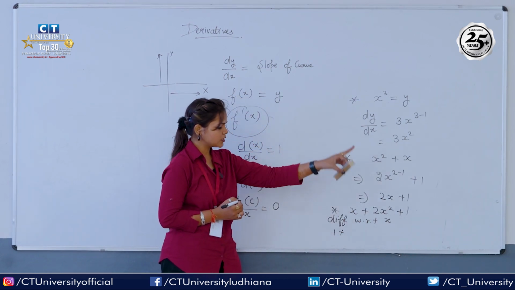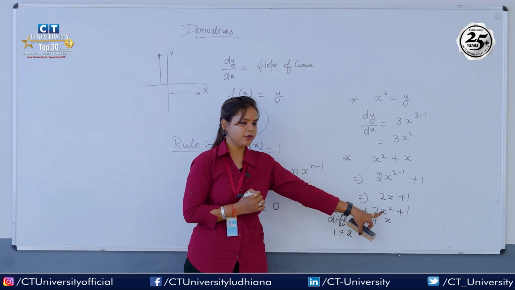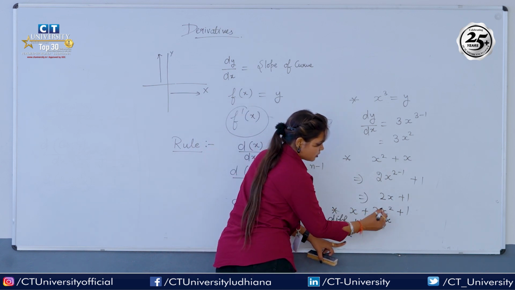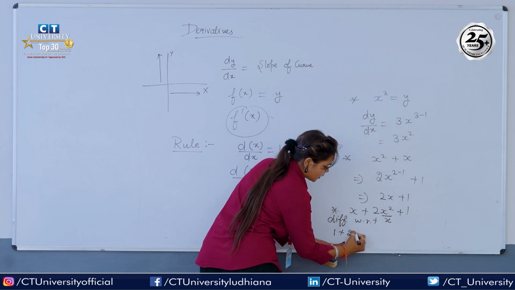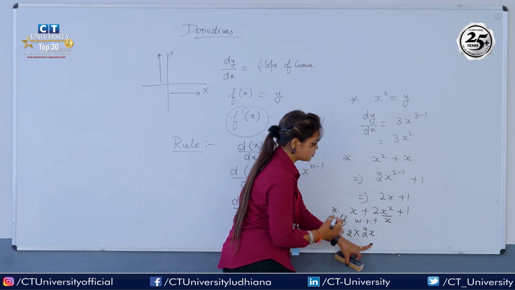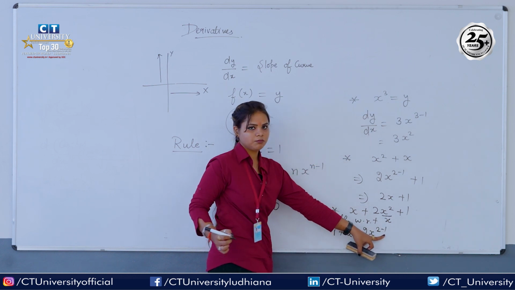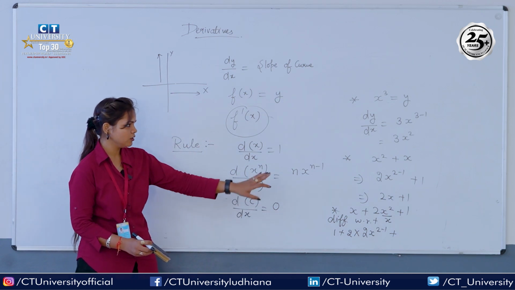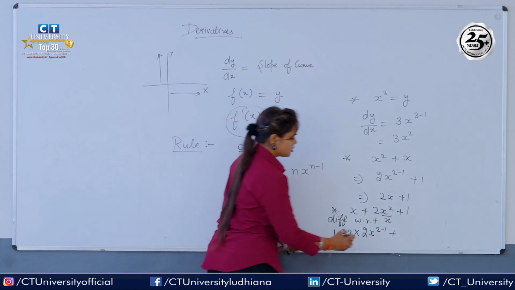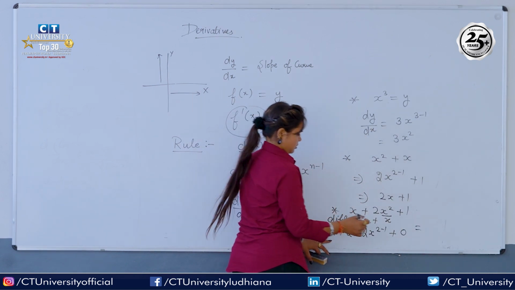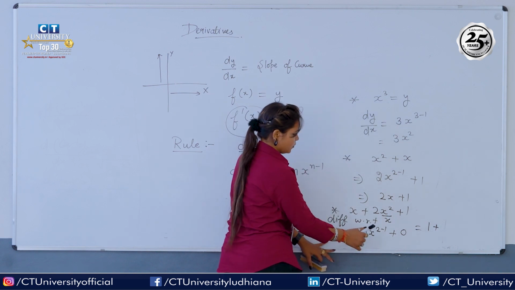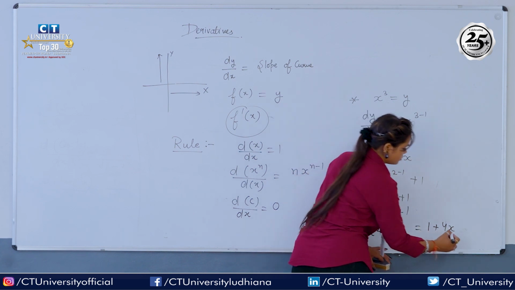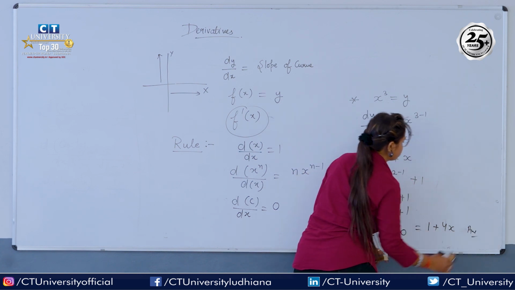Derivative of 2x square: 2 is a constant number in product with x square, so take 2 as it is. The derivative of x square is 2x, 2 minus 1, subtract 1 from the power. Derivative of constant number: 1 is a constant number, and the derivative of a constant is 0, so the derivative of 1 is 0. So the answer is 1 plus 2 times 2x, that is 4x, plus 0. So 1 plus 4x is your answer.